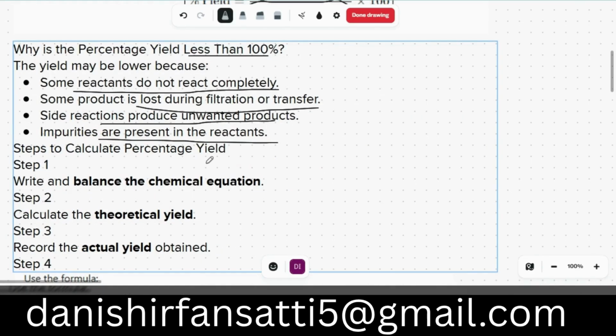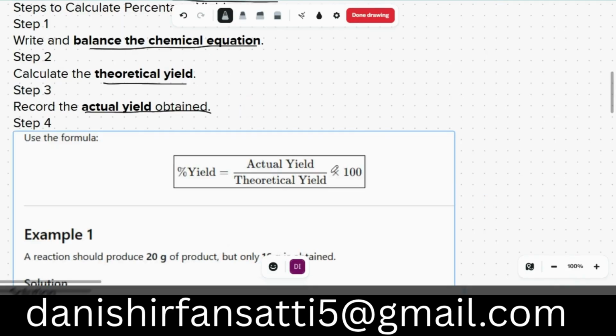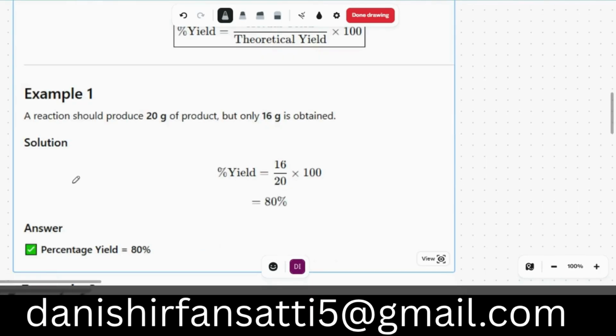So, steps to calculate percentage yield. First, balance the chemical equation. Okay, step 2 is calculate the theoretical yield. Step 3 is record the actual yield obtained, and the fourth step is use the formula to calculate it. Percentage yield is equal to actual yield divided by theoretical yield, multiplied by 100.